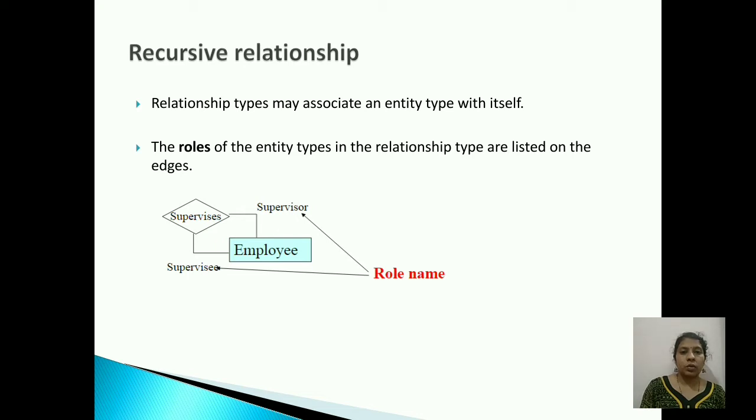And the role the entity type is performing in the relationship can be specified here as a role name. You can see supervisor and supervisee. These are the different roles performed by the employee entity type. The employee entity type is participating in two different ways, that is supervisor and supervisee.